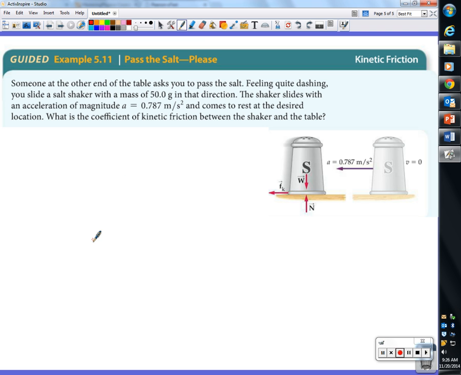So, pass the salt, please. Got to be polite, even in the physics world. Okay? So it says, someone at the other end of the table asks you to pass the salt. Please.